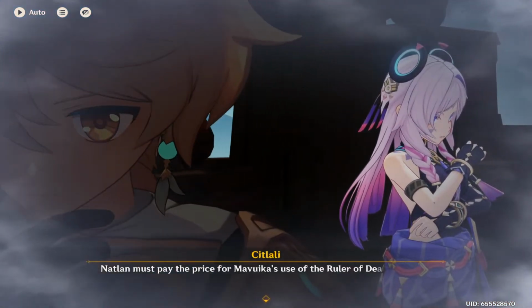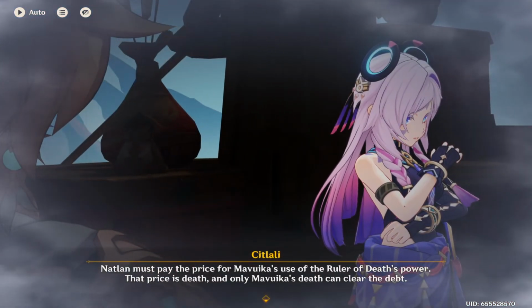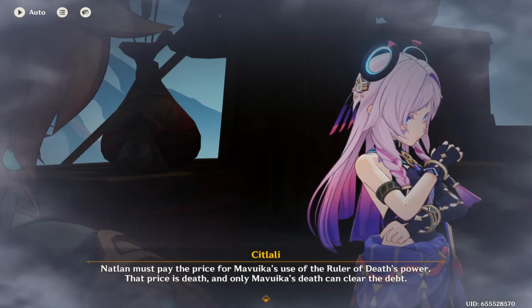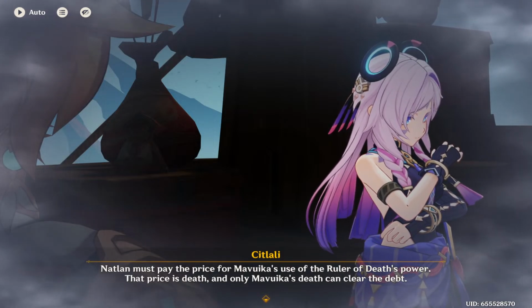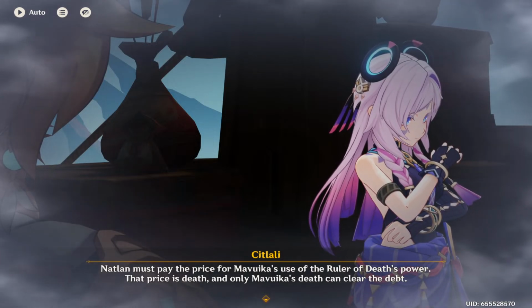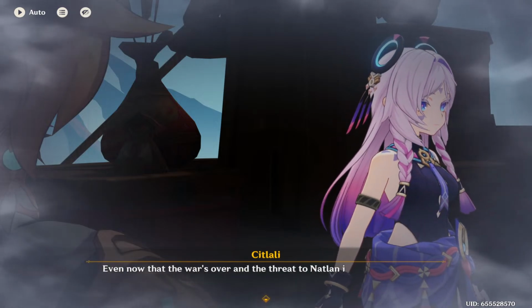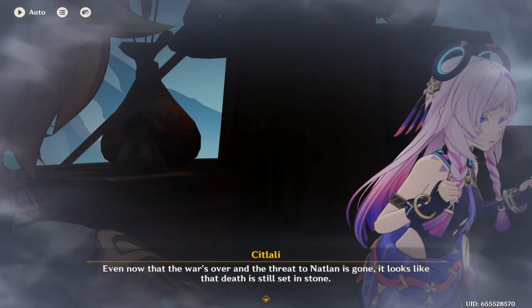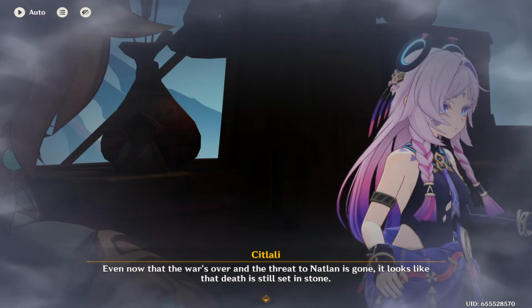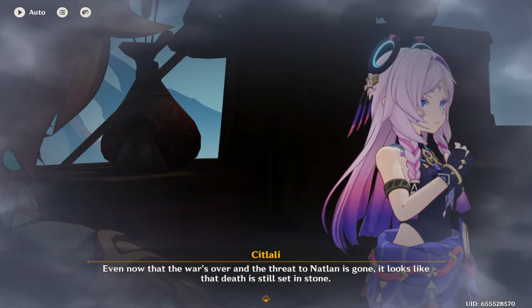Natlan must pay the price for Mawika's use of the Ruler of Death's power. That price is death. And only Mawika's death can clear the debt. Even now that the war's over and the threat to Natlan is gone, it looks like that death is still set in stone.